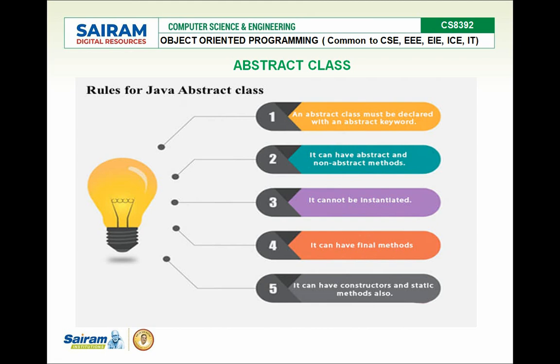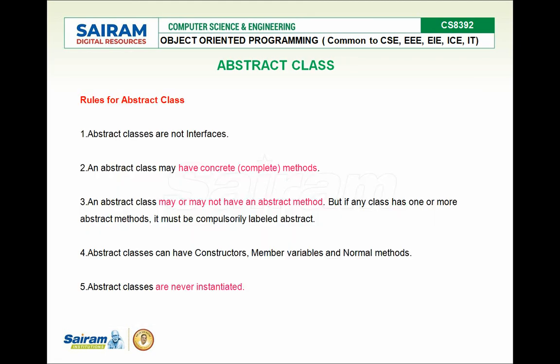So these are all the rules for an abstract class. An abstract class must be declared with the abstract keyword. It can have abstract methods and normal methods. It cannot be instantiated, it cannot create an object. It can have final methods, but an abstract method should not be final, right? It can have a constructor and static methods. A class can have normal methods and abstract methods. These are all the rules of an abstract class.